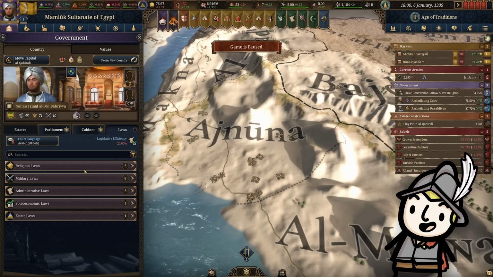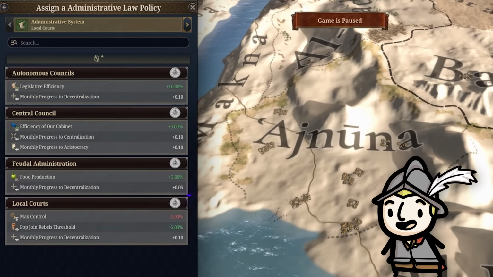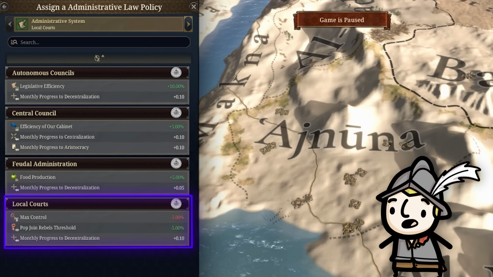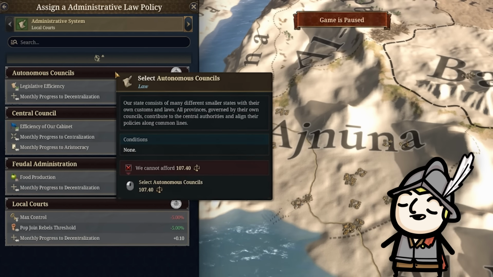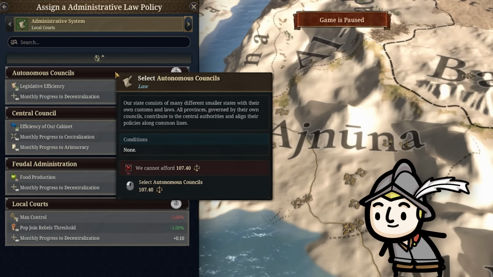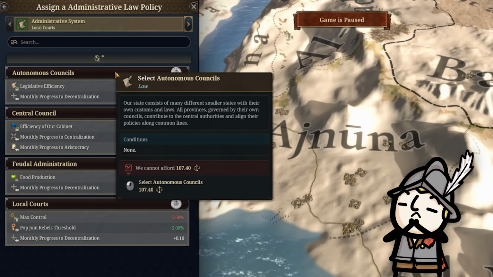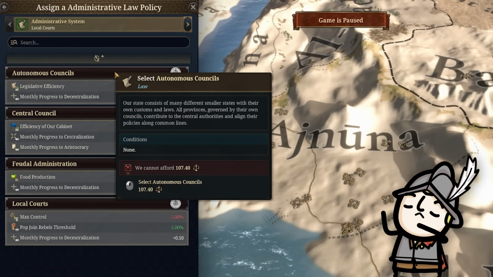The other thing to note on our list was laws. It was an admin law, namely this one right here. Local courts, max control minus 5%. We could attempt to change these laws, but that would again be a stability hit, but this time only 107. That is an easier swing for us than nearly 200 stability. So this might be a more short to midterm goal.